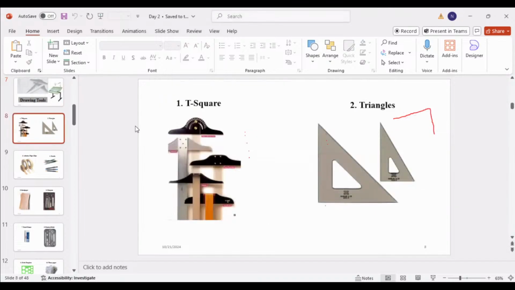Okay. So first one is the T-square. So these are used to draw lines. Okay. So actually we use that to draw horizontal lines. Okay. තිරස් රේඛා කෙලින්ම ඇඳ ගන්න අපිට මේක පාවිච්චි කරන්න පුළුවන්. So you can put it like this and then you can draw horizontal or vertical lines.